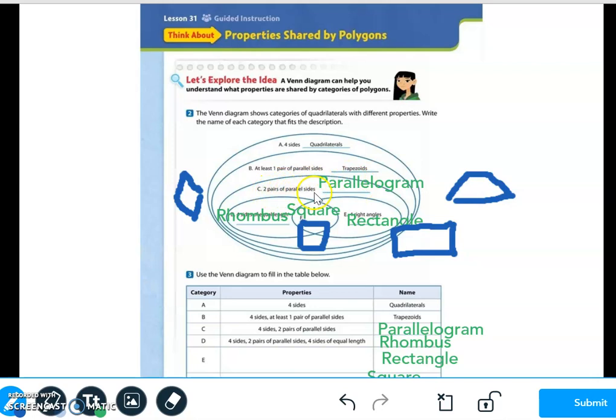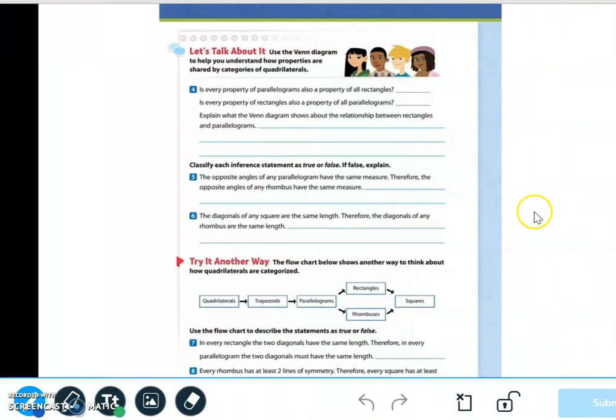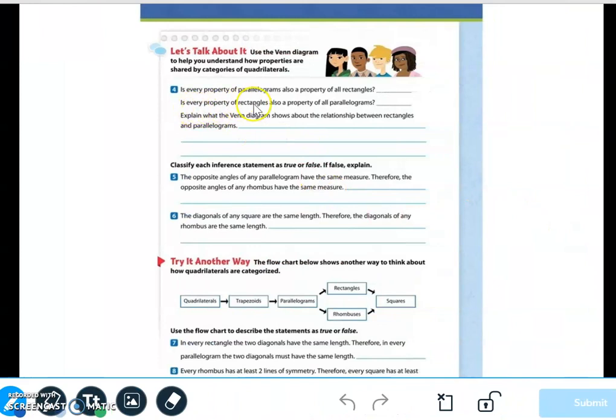Parallelogram, 2 pairs of parallel sides. Rectangle, we know, is 4 right angles. And the next part asks, is every property of a rectangle also a property of a parallelogram? And it says explain what the Venn diagram shows about the relationship between the rectangles and the parallelograms. So based on what we just saw on our page previously, let's answer these questions. Let's pause our video and answer.